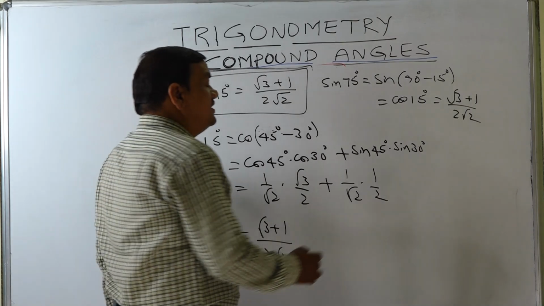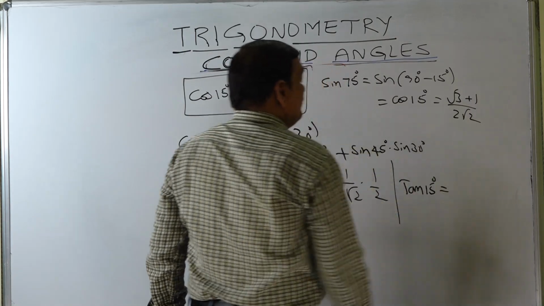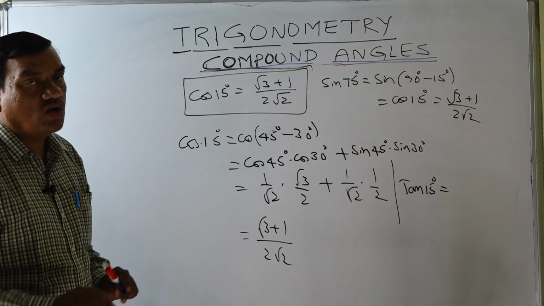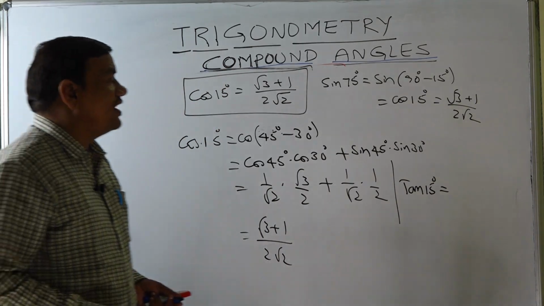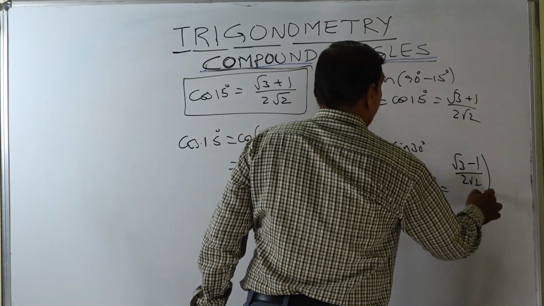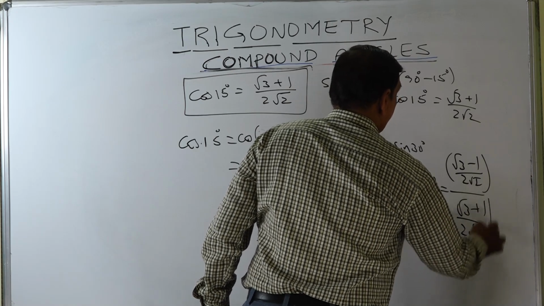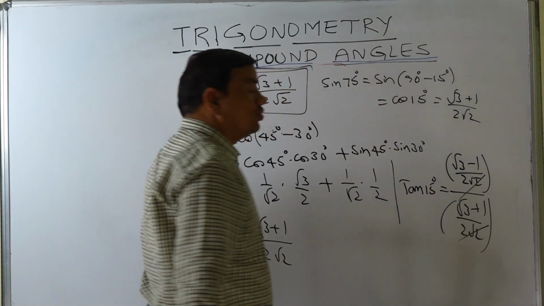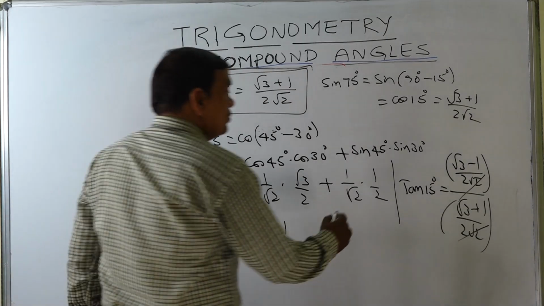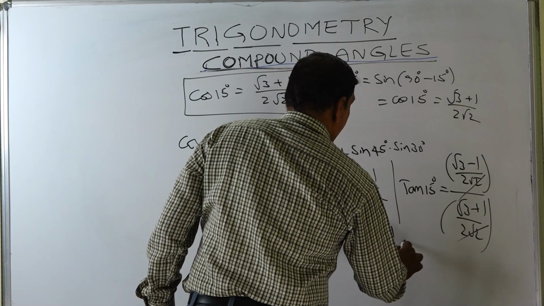From this you can easily say that tan 15 degrees is equal to sin 15 by cos 15. Sin 15 we already proved is root 3 minus 1 by 2 root 2, and cos 15 is root 3 plus 1 by 2 root 2. 2 root 2, 2 root 2 get cancelled. So this is equal to how much? Root 3 minus 1 upon root 3 plus 1.